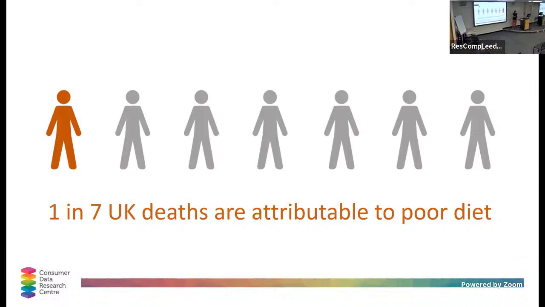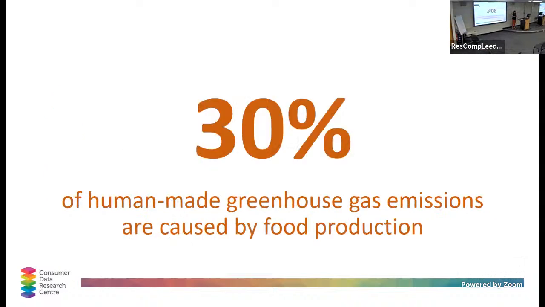Cheers. Well, hi everyone, and thanks to Alex for inviting me. I'm going to just start with the problem that our team are working to try and do something about. Is everybody aware that 1 in 7 deaths in the UK can be attributed to poor diet? It's a pretty shocking statistic, isn't it? And that 30% of all human-made greenhouse gas emissions are caused by food production. I just want you to bear those in mind as we go through some of the examples here today.